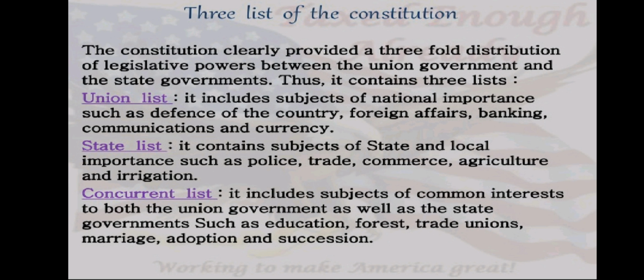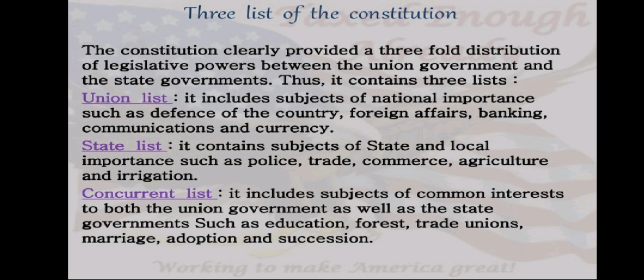Now, the question comes to our mind, what about subjects that do not fall in any of the three lists? Or subjects like computer software that came up after the constitution was made? When the constitution was framed, computer software was not there. According to our constitution, the union government has the power to legislate on these subjects. Means the union government, central government, has the power to make laws on those subjects. And these are called residuary subjects.